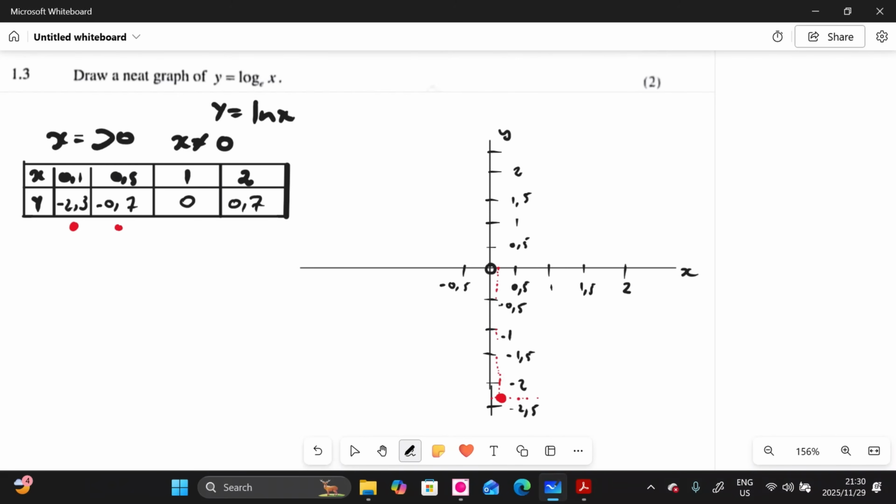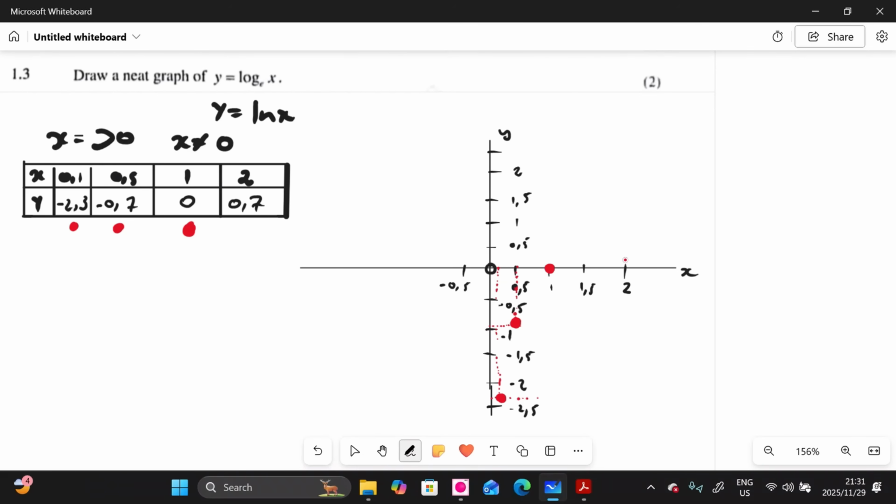Then let's look at this point here. When x is 0,5, what is our y? Our y is going to be negative 0,7. So 0,5 is here. You draw a vertical line again here. Negative 0,7 is very close to negative 1. So it's somewhere there, guys. There we go, this point there. And then when x is 1, our y is 0. This is the point there. Our x is 1, our y is 0 on the x-axis.